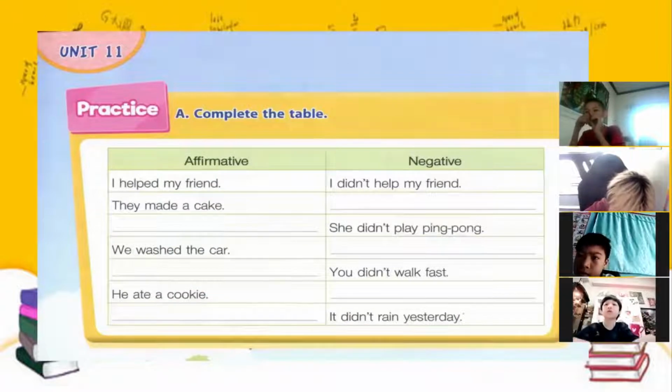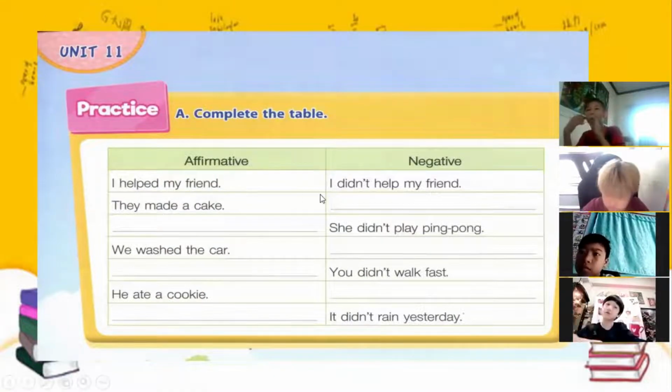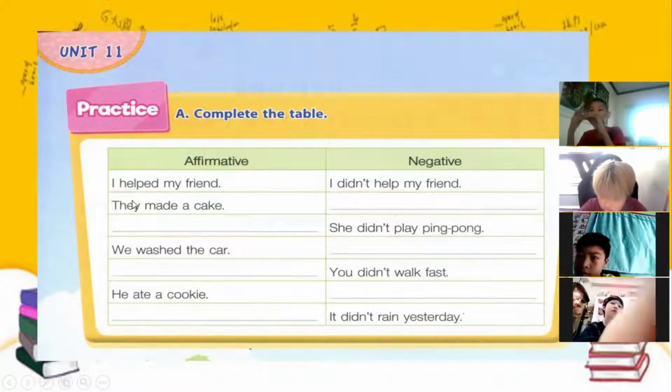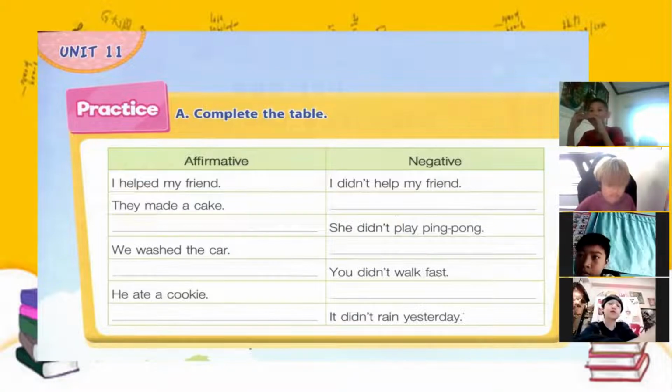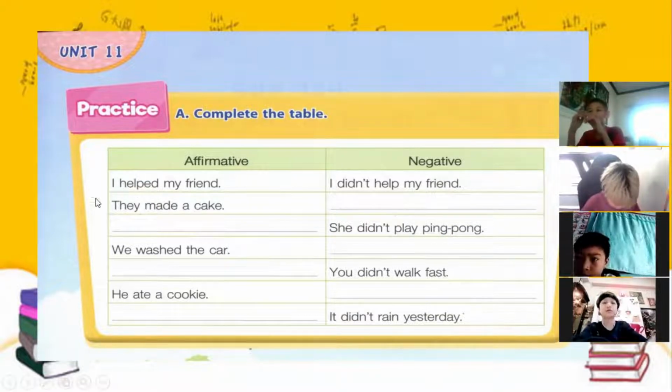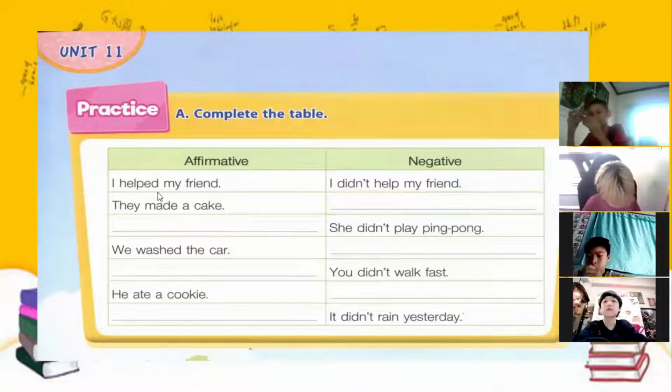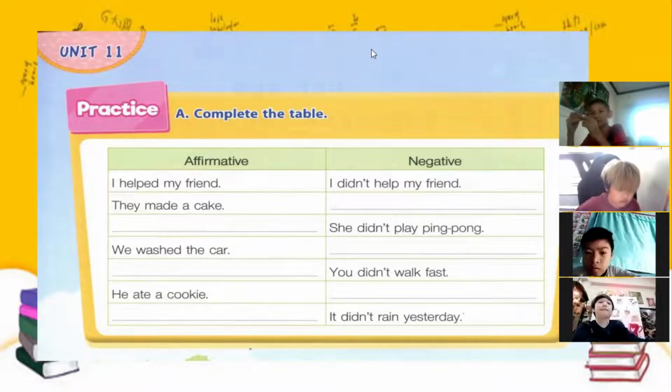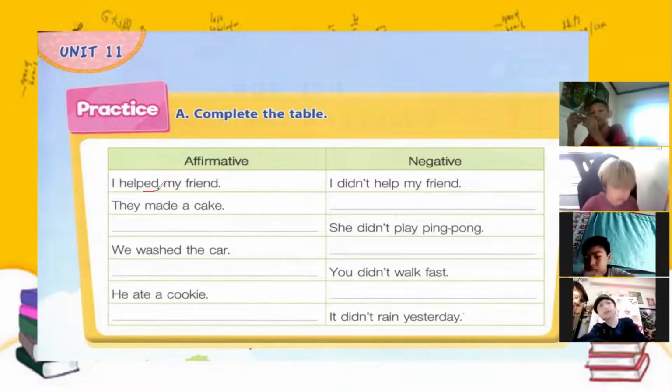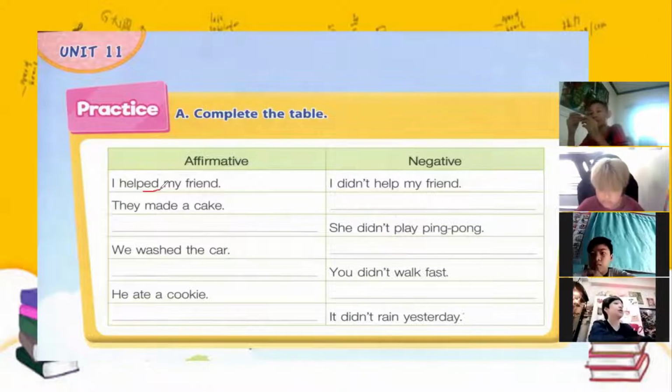Okay, now let's have a little bit of practice. We have affirmative sentences and negative sentences. Sorry, they are all in the past simple tense. Okay, so the first sentence we have is, I helped my friend. As you can see here, it's a regular verb. So with the regular verb, we just add ed.